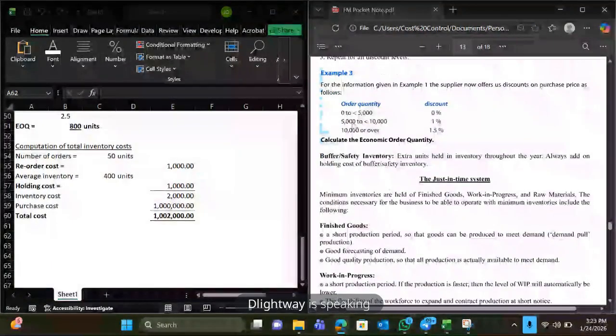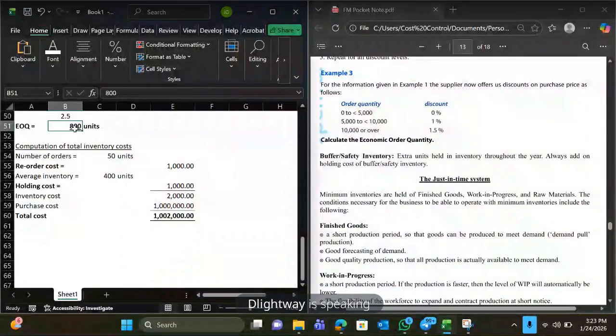The question said that if we order from 0 to 4,999, we'll be given 0% discount. And that is exactly what has happened to our order quantity. Our order quantity was 800, so it's within this first range. So we are given 0% discount.